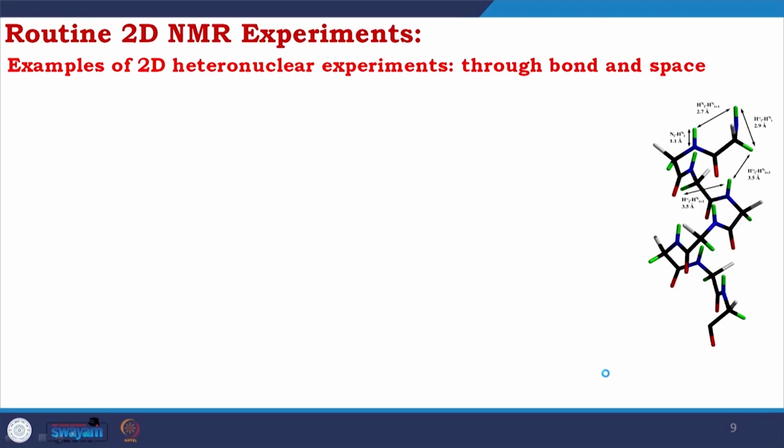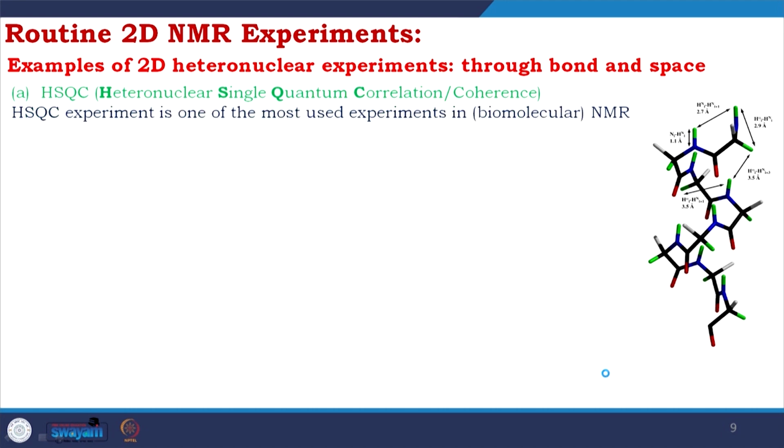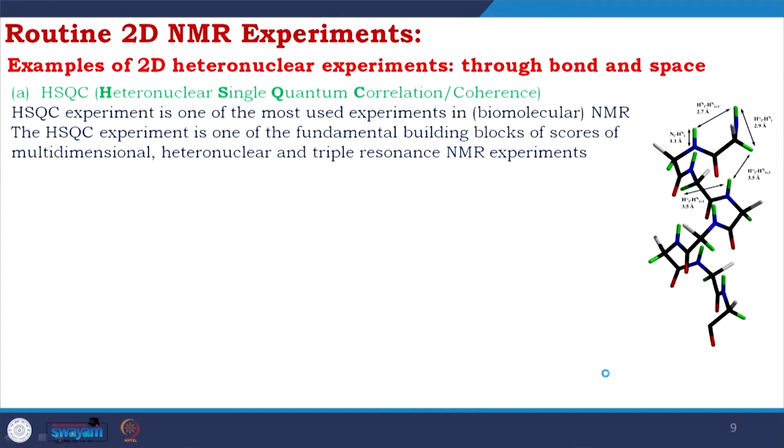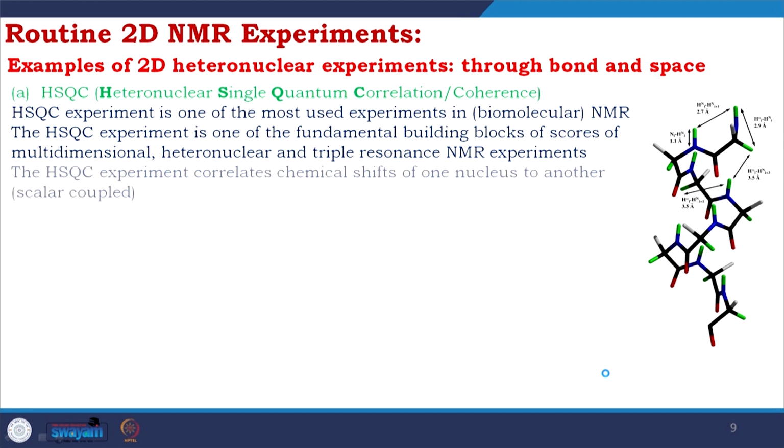Examples of 2D heteronuclear experiments through bond and through space: HSQC, heteronuclear single quantum correlation or coherent spectroscopy. The HSQC experiment is one of the most used experiments in biomolecular NMR, that is, the determination of structure of DNA and protein, majorly protein. The HSQC experiment is one of the fundamental building blocks of scores of multi-dimensional heteronuclear and triple resonance NMR experiments. The HSQC experiment correlates chemical shifts of one nucleus to another.